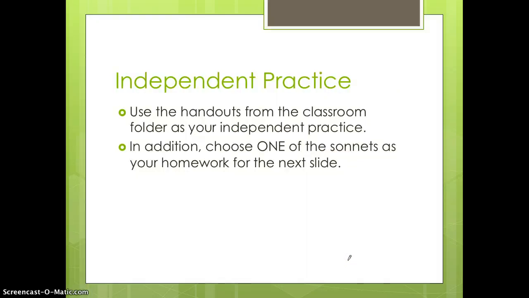Let's talk about your homework. You have some handouts that were in the classroom folder, and that's your independent practice today. There are 4 sonnets on there, I believe. In addition to answering the questions on there about each of the 4 sonnets, I want you to pick one of the sonnets and do a little extra analysis. You can pick any one you want and do that analysis based on the next slide.